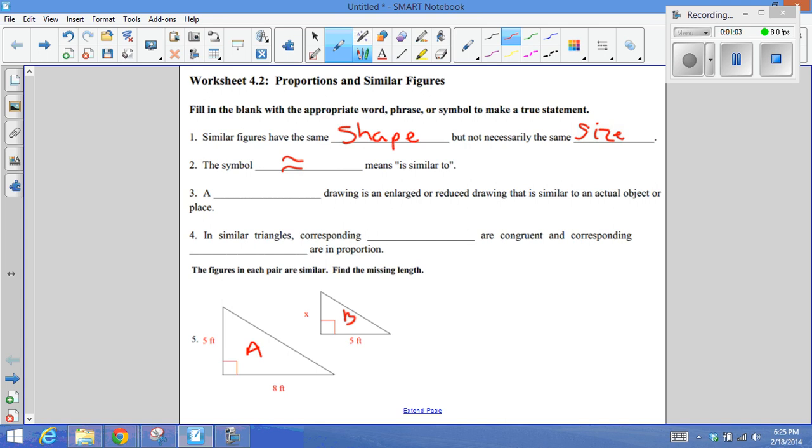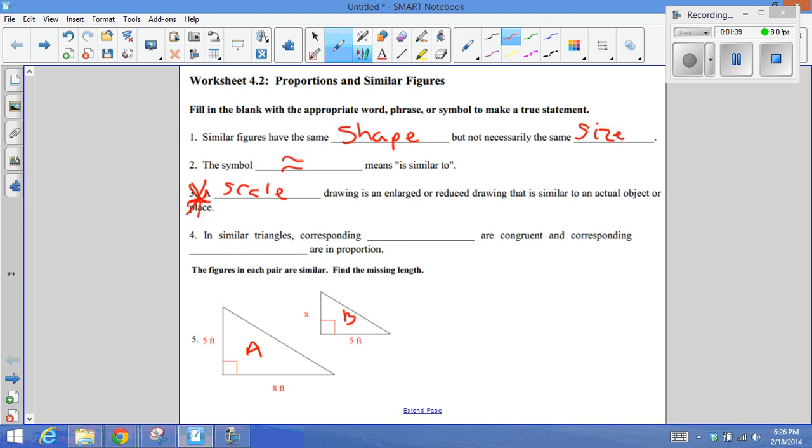A scale drawing is an enlarged or reduced drawing that is similar to the actual object or place. Now, the reason we call it a scale drawing and say that it's similar is because it's going to represent the same dimensions and things, but maybe I blow it up. So like a map is similar to what you would see in real life, but obviously we need it smaller so that we can fit it on a piece of paper. We will talk a little bit more about scale drawings later, so we'll keep that in the back burner for now.